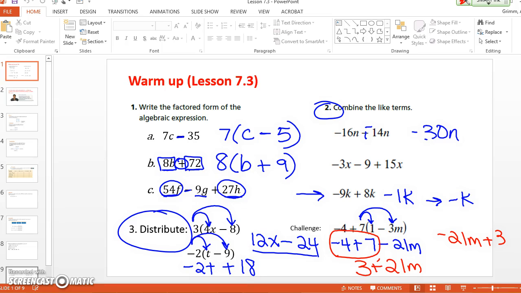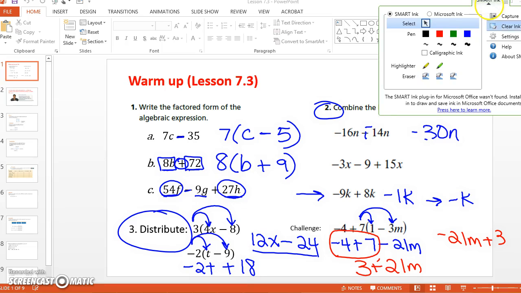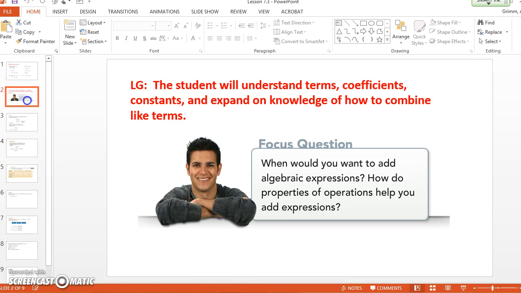All right, let's look at our learning goal for today. First part of today is vocabulary. I really wish Digits would have taken the vocabulary section and put it before I talked about yesterday, but they didn't. I think it would have helped us. It says the student will understand, okay, first vocabulary is terms, which I kind of already talked about. Then we're going to have a vocabulary word coefficient. And then we're going to have the vocabulary word constant. So 3 important vocabulary words. And we're going to expand on our knowledge of how to combine like terms.